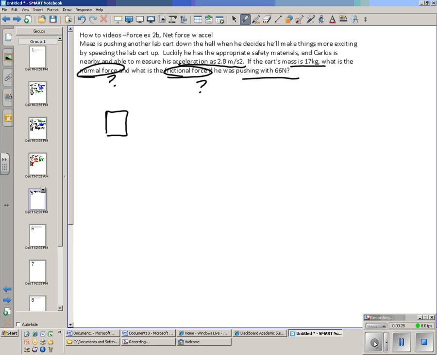So let's go ahead and draw out the diagram. On the y-axis, we've got the gravitational force and then the normal force. On the x-axis, we've got the applied force and the frictional force. Now, if we notice, he is accelerating, he's speeding up, so we should probably draw a nice big applied force vector.